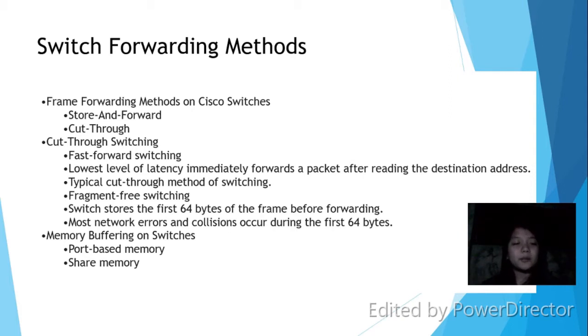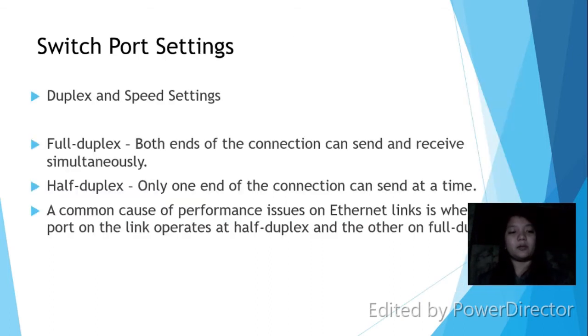Then, a typical cut-through method of switching, fragment-free switching. The switch stores the first 64 bytes of the frame before forwarding. Most network errors and collisions occur during the first 64 bytes. Then memory buffering on switches: port-based memory and shared memory.